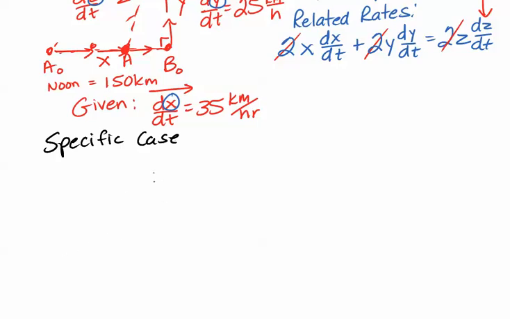So remember that the ships have been traveling for 4 hours. So ship B started down here and it moved up here. So at noon it started and it traveled for 4 hours. And remember that we knew its rate was 25 kilometers per hour. So the specific case here is at 4 o'clock p.m. They've been traveling for 4 hours.